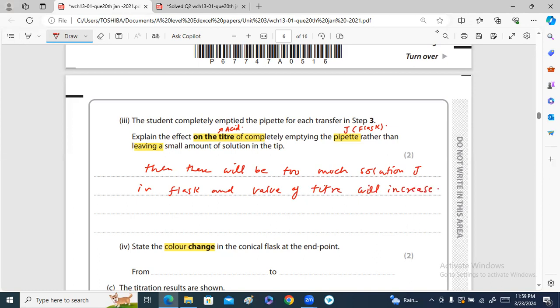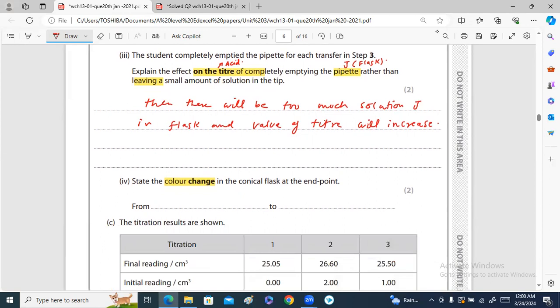State the color change in the conical flask. In the conical flask, the J solution is there and we are titrating against acid. So in the base, the color of the phenolphthalein indicator is pink, and in the acid, it is colorless. So this is the color change from pink to colorless.